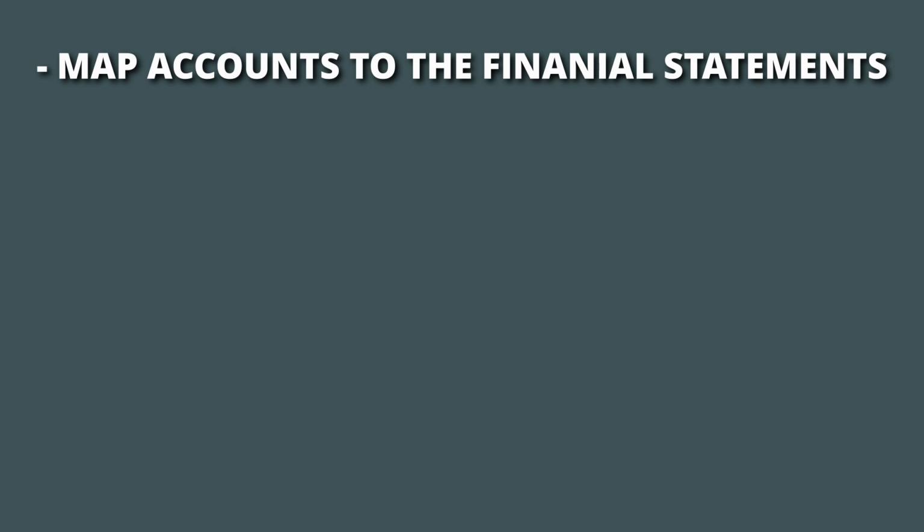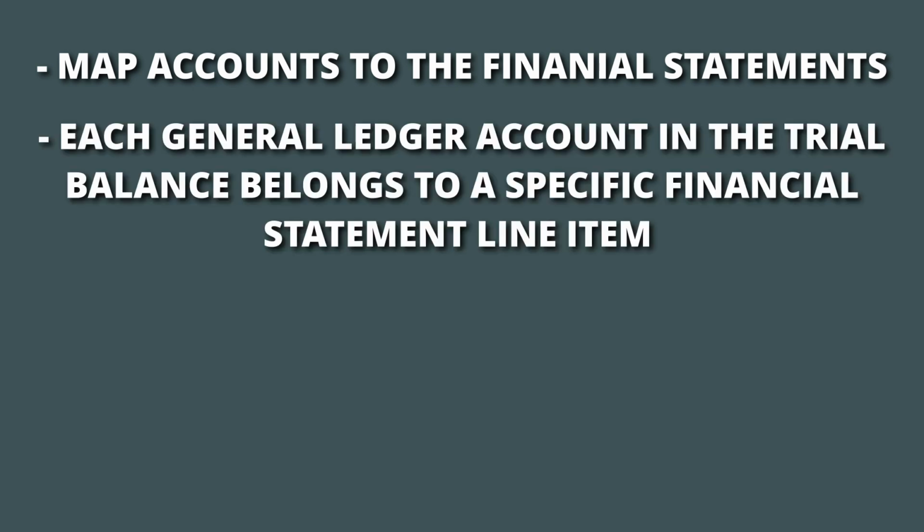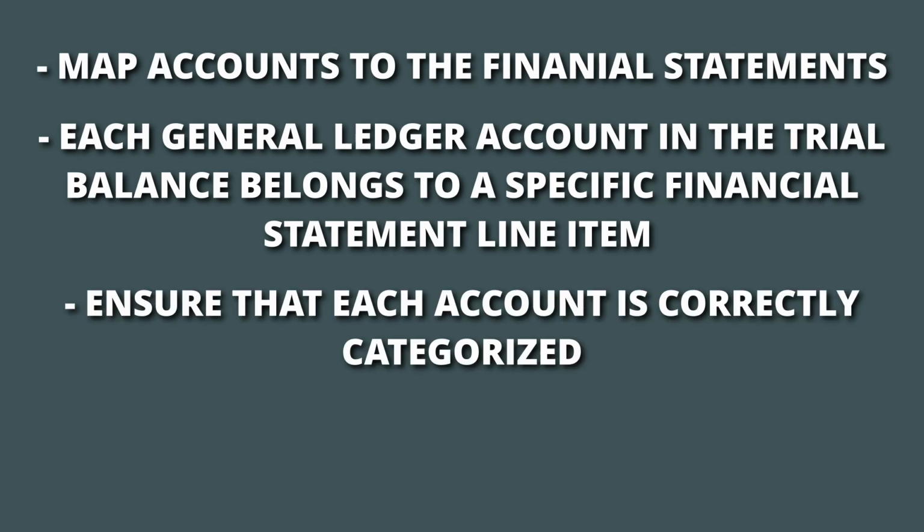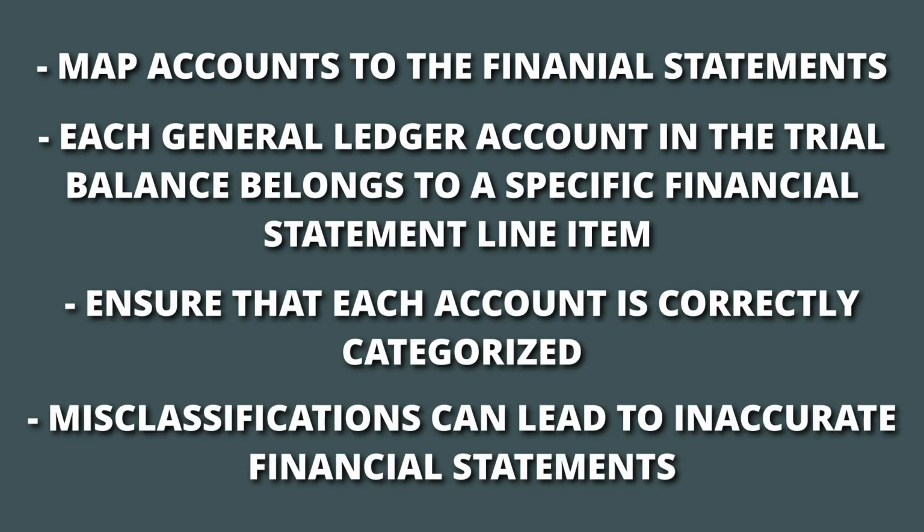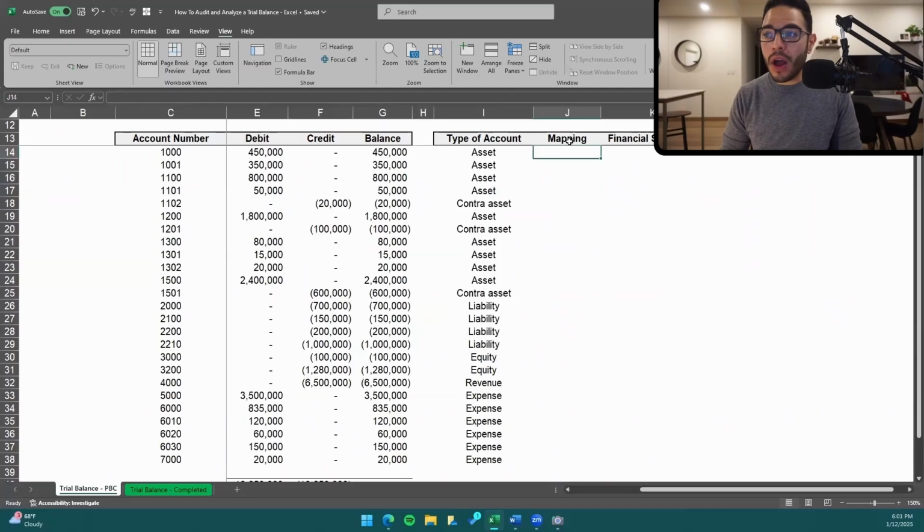We are now in step 5, where we're going to map accounts to the financial statements. Each general ledger account in the trial balance belongs to a specific financial statement line item, either the income statement or the balance sheet. Ensure that each account is correctly categorized. Misclassifications can lead to inaccurate financial statements.